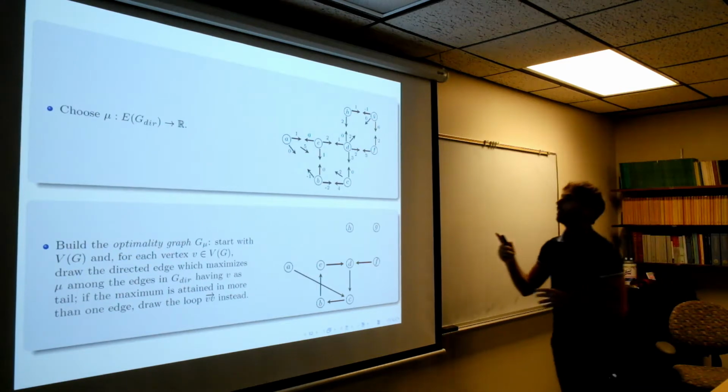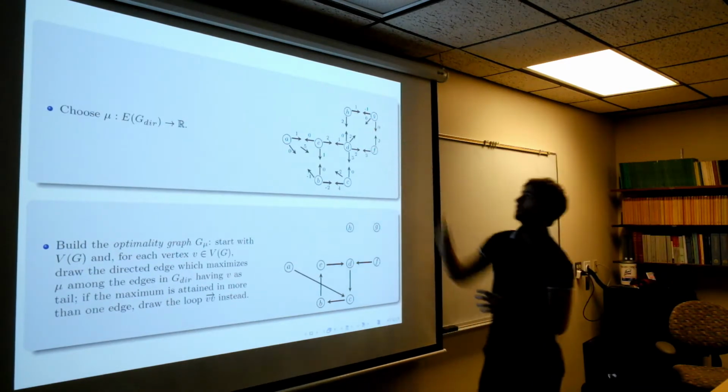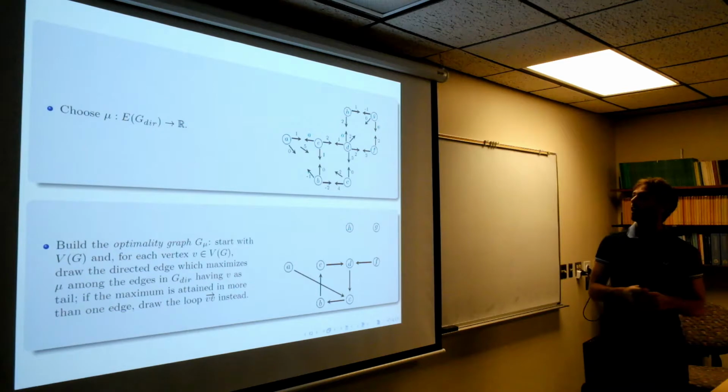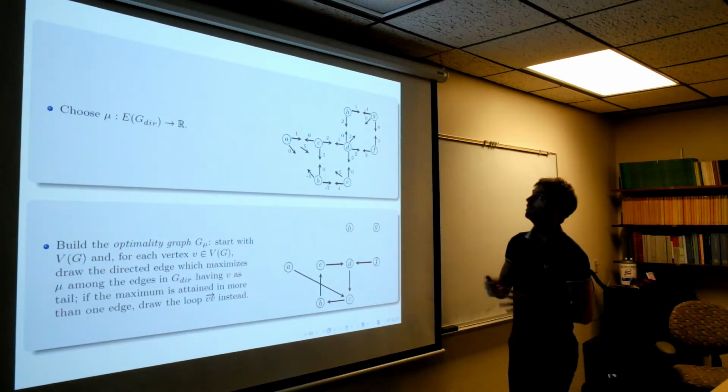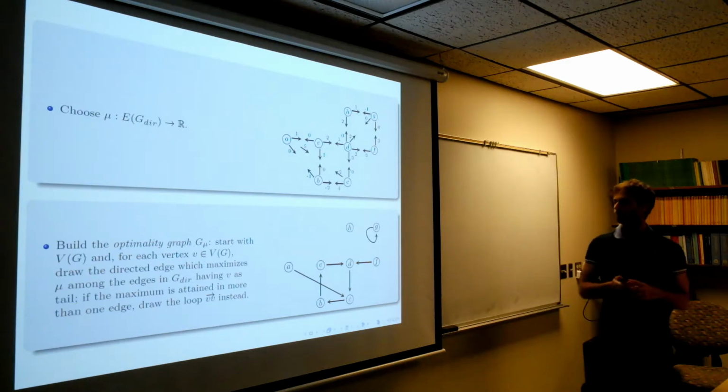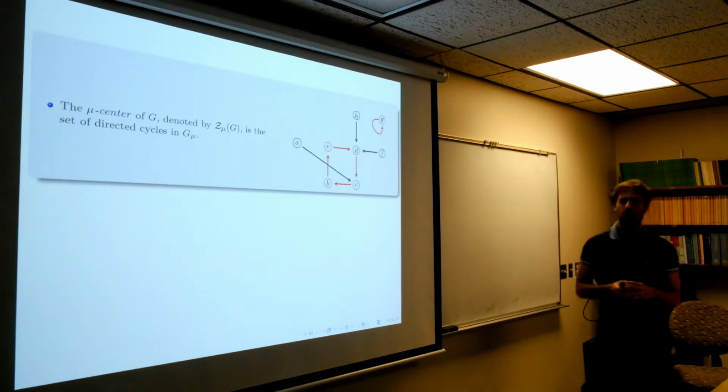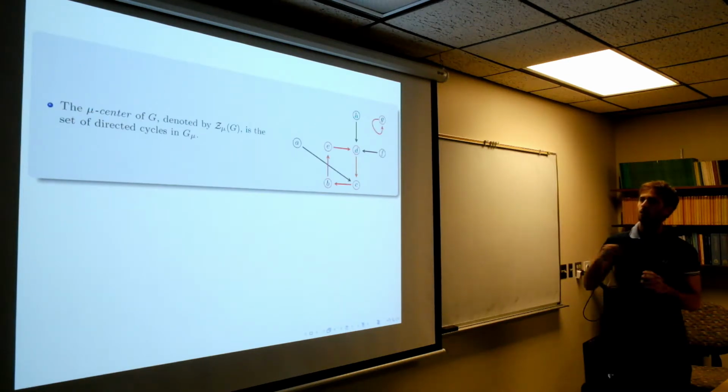From G, we see that we have -1, 0, 0. So 0 and 0 are the two maximizers, so instead of drawing all of them, we just draw a loop. And then we finish in H. So we have this other directed graph, and we will use this to define the center. So we define the mu center of the graph G to be the set of all the directed cycles in this optimality graph G mu. So the cycles which are in red here.